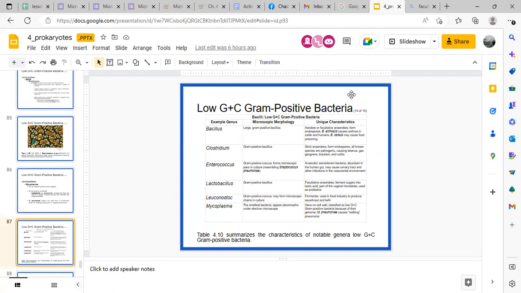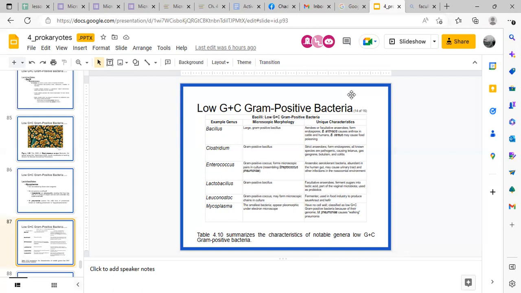Again, under the genus Bacillus, anthrax and food poisoning. Clostridium may cause tetanus, gas gangrene, botulism, and colitis. This forms endospores. Enterococcus is abundant in the human gut. It may cause urinary tract infection in the nosocomial environment. Lactobacillus ferments sugars into lactic acid and is part of the vaginal microbiota and used as probiotics.